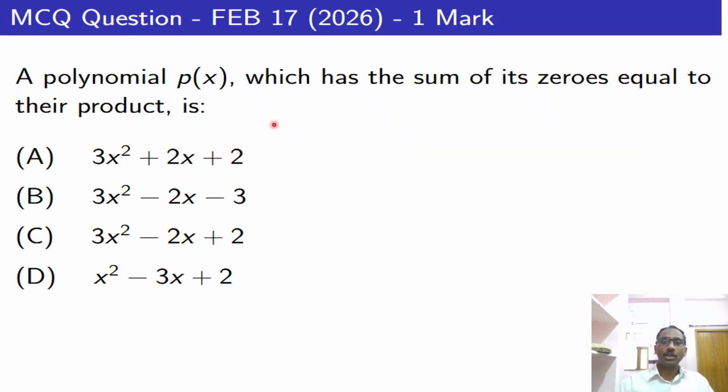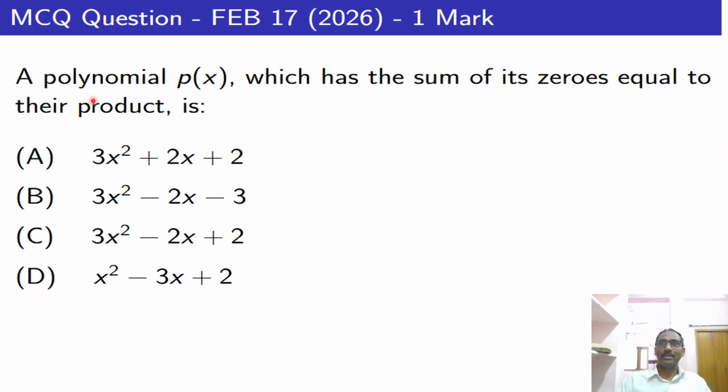Now this is a question asked in the Feb 17th 2026 question paper, a 1 mark multiple choice question. A polynomial p of x which has sum of its zeros equal to their product. What did they give? Here they give one condition: sum of zeros s is equal to product of zeros p. So in place of s and p, you have to take the same. So alpha plus beta equal to alpha beta, that is given.